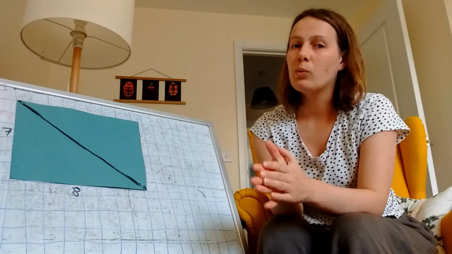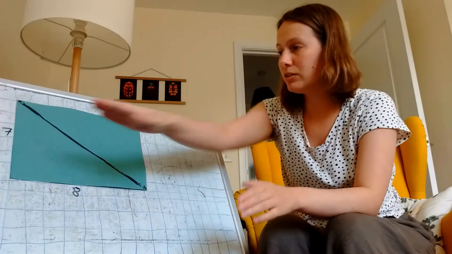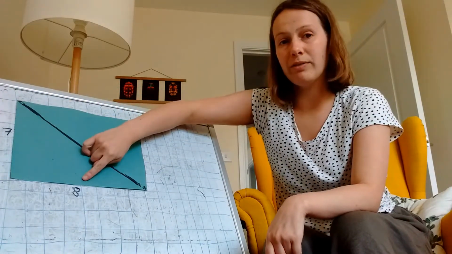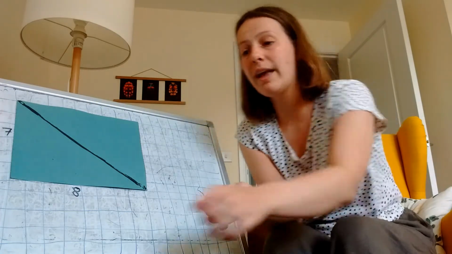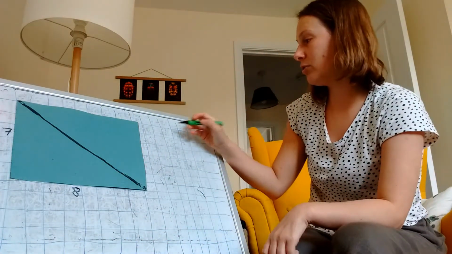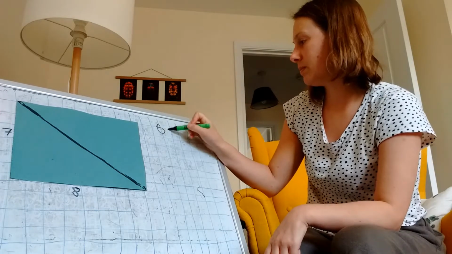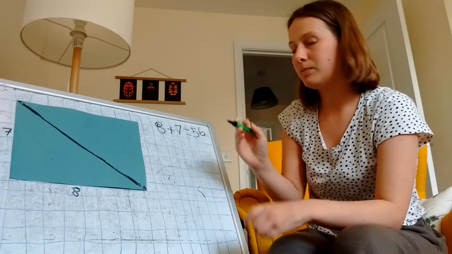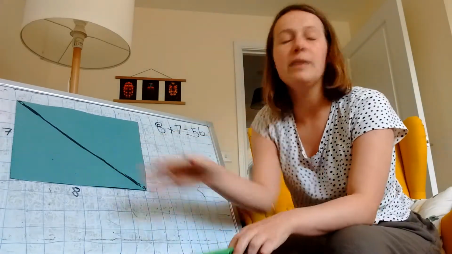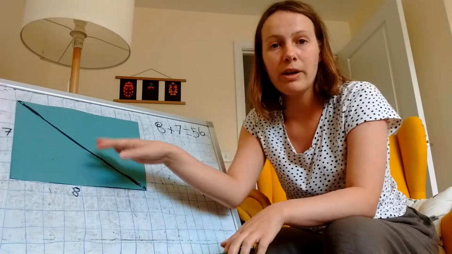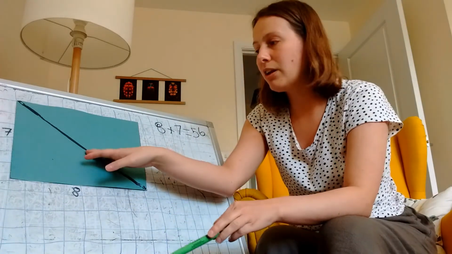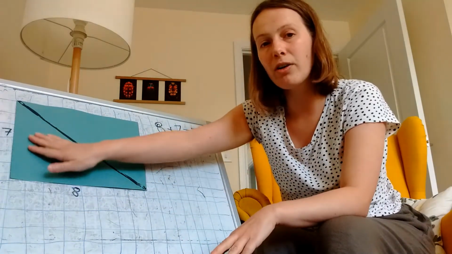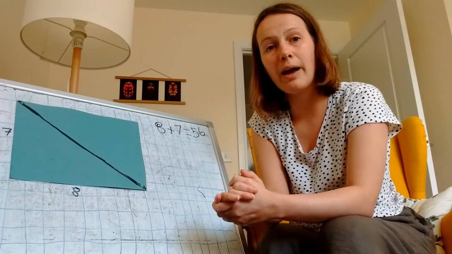So, we learnt that the area of rectangles is the width times the height. This one has a width of 8 and a height of 7, so the area of the rectangle is going to be 56. But you can see that I have drawn a triangle into this rectangle, and that triangle represents half of the rectangle. So half of the area is going to be our triangle.